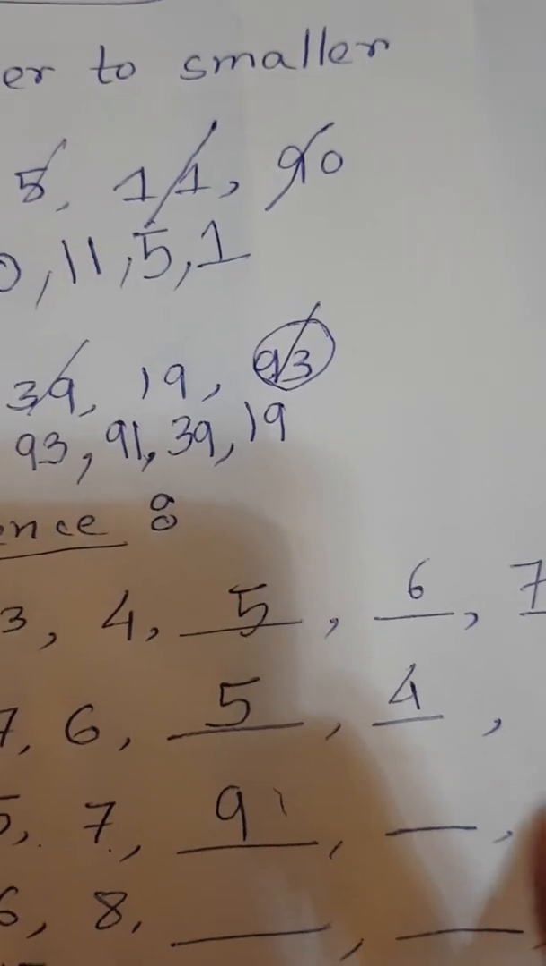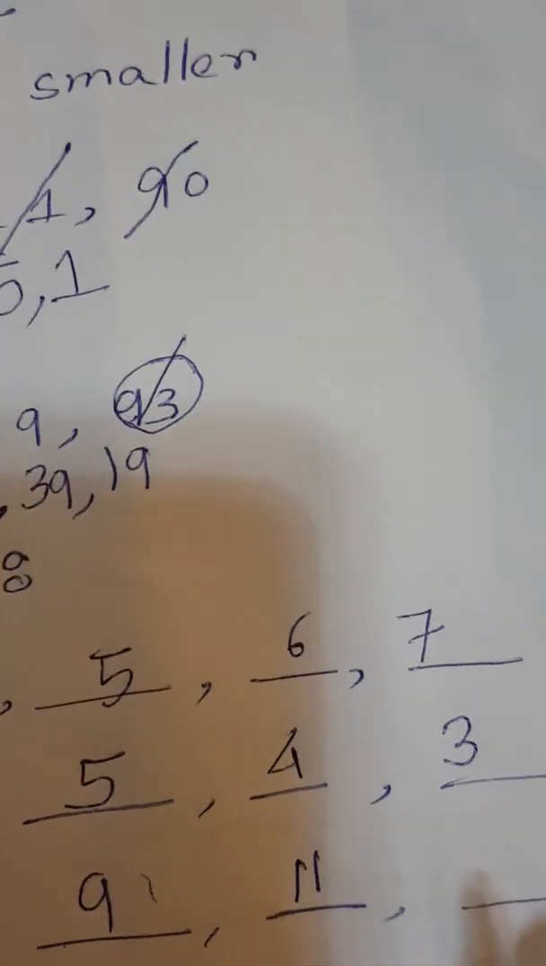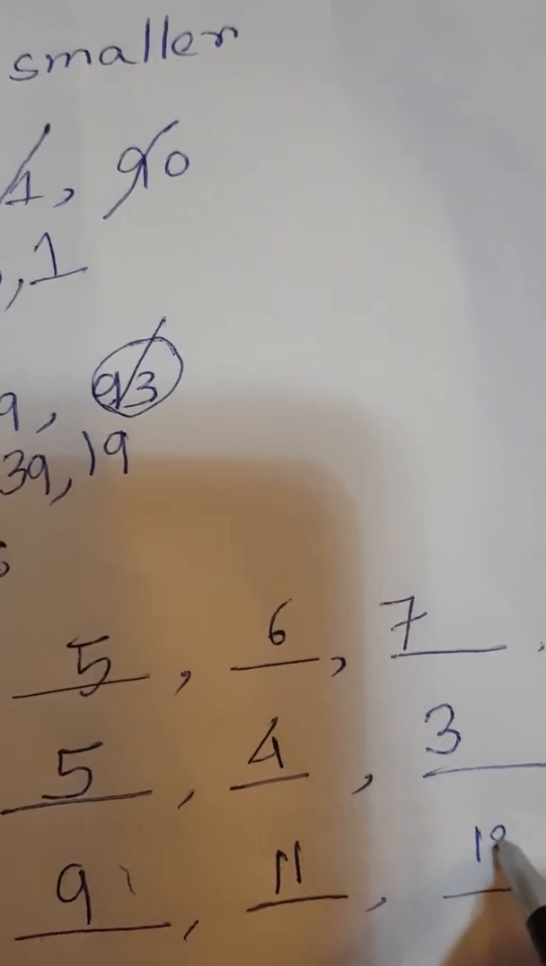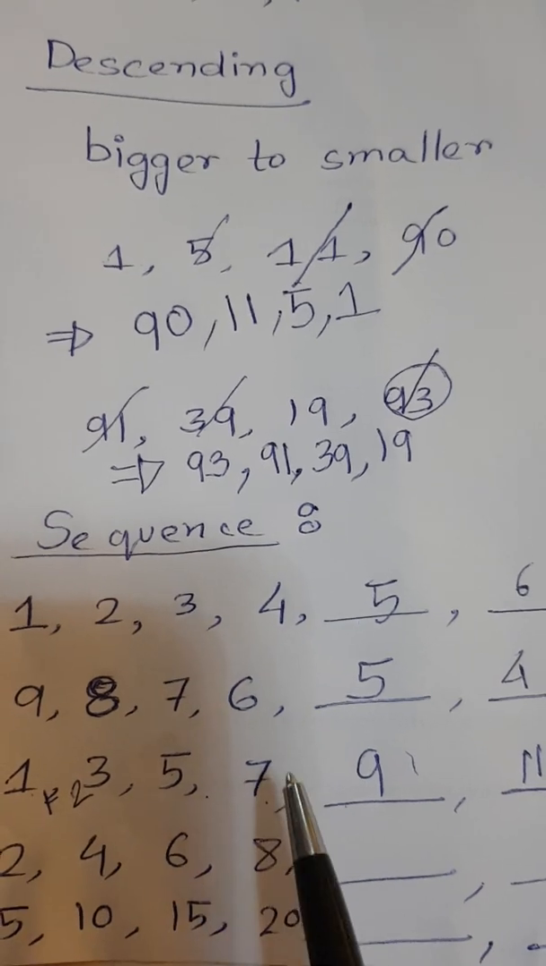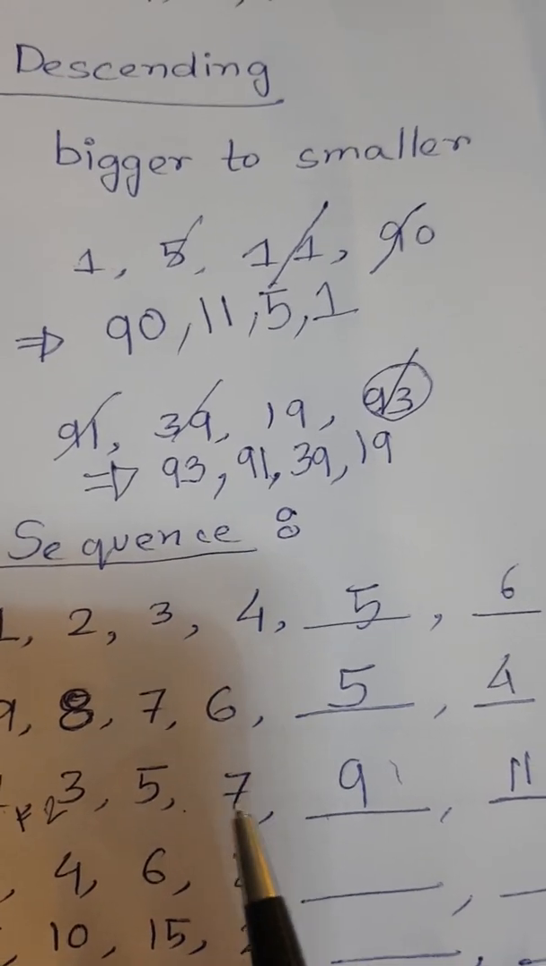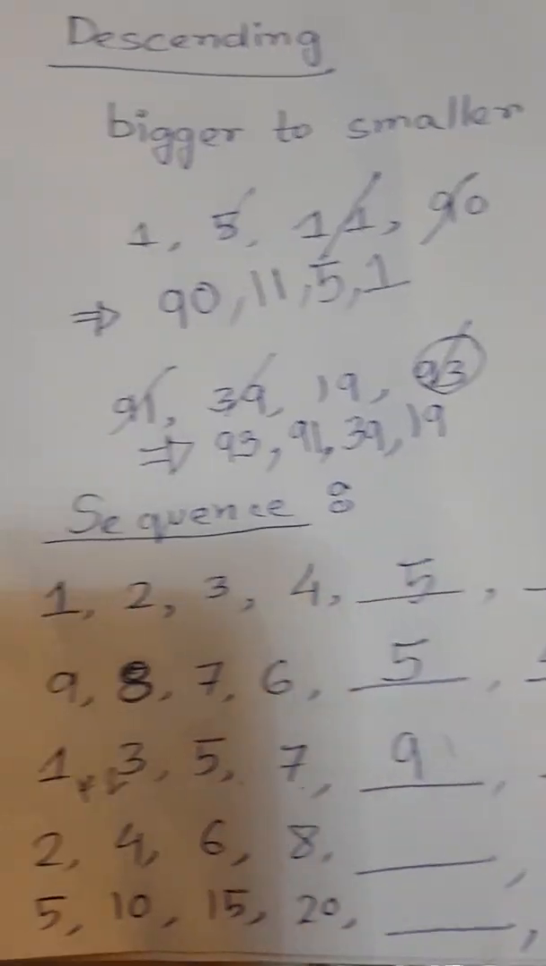So 9, 2 more. 11, 2 more. 11, 12, 13. So 13. So we just have to first find out what pattern this sequence is following, and according to that pattern we have to fill up these numbers.